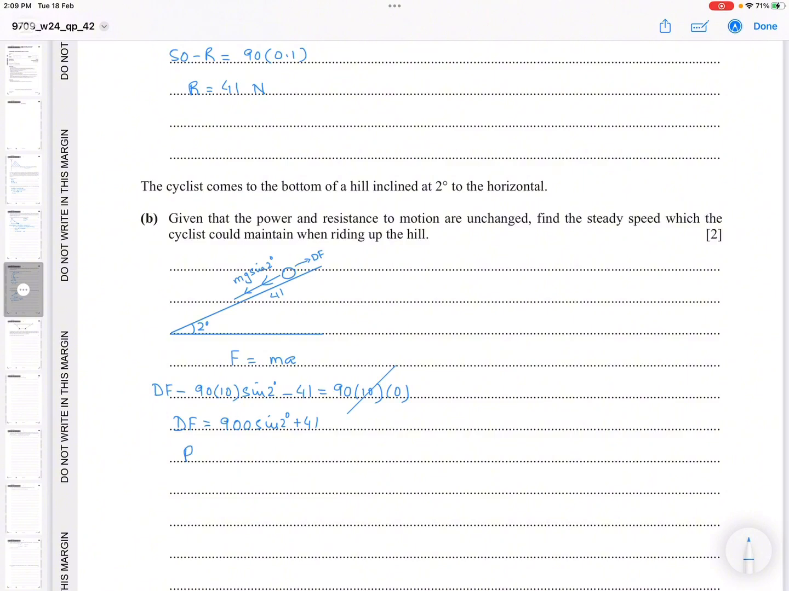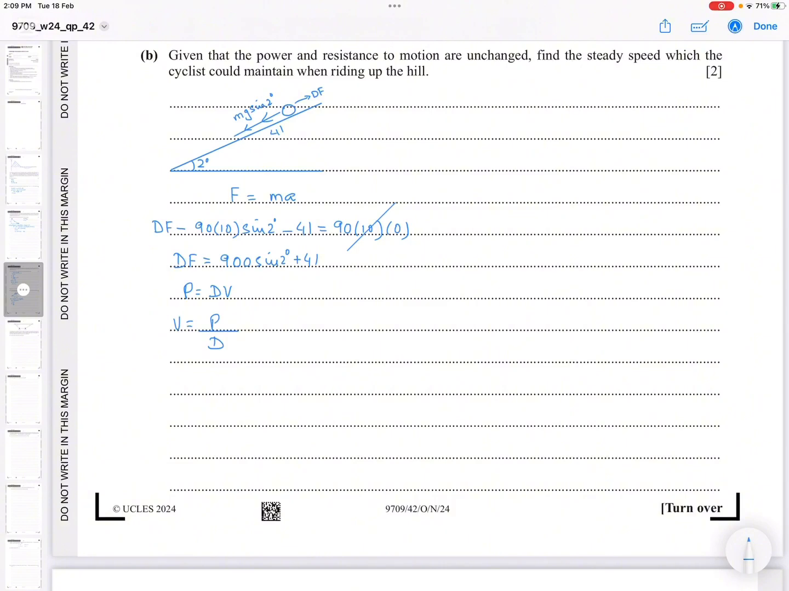So I'm going to use power equals driving force into v. So v equals P over the driving force. So power is 250, and our driving force is 900 sine 2 degree plus 41. So this gives us the velocity 3.45 meter per second.